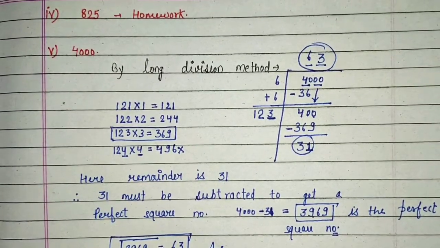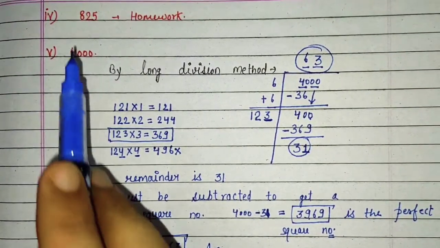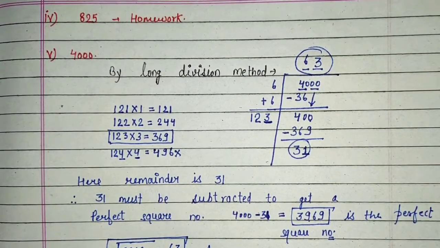Now only two parts are your homework, part number B and part number 4. Now move to question number 5. Thank you.